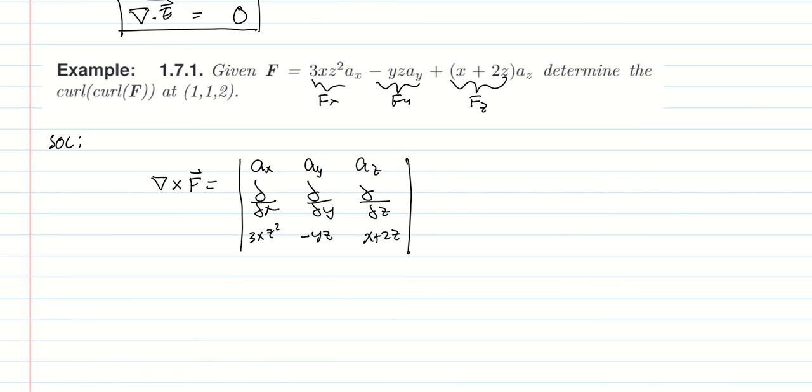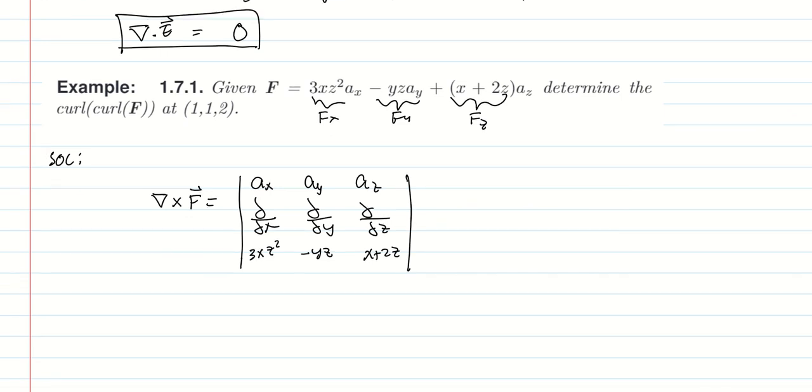And we do this method again. Just copy the first two columns here. Then I'll just multiply. The ones going down will be positive, so these are positive.